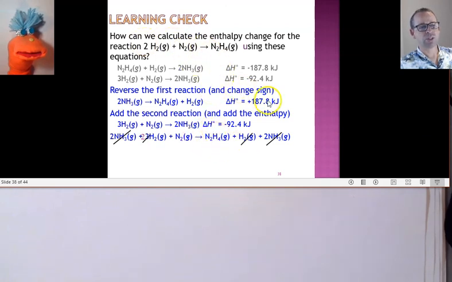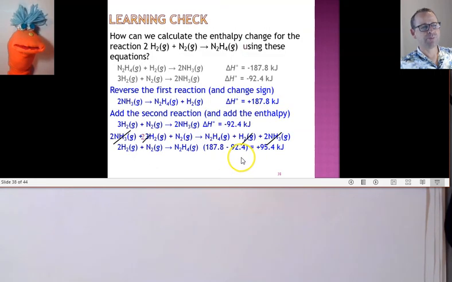And so the resulting energy will be the delta H for this flipped one plus the delta H for this second one. Okay? Very good. Did you follow that? Yeah, I got it. Excellent job.